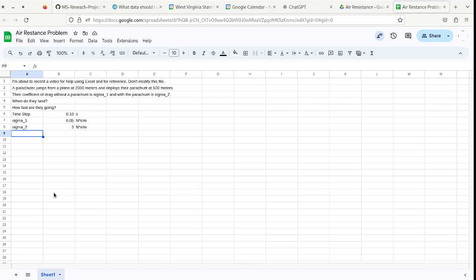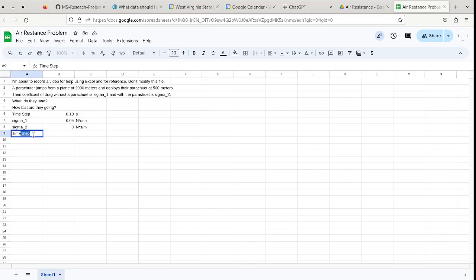The problem that I have proposed to myself: I have a parachuter who's going to jump out of an airplane at 2 kilometers up, and they're going to deploy their parachute at 500 meters. They have a coefficient of drag of sigma 1 with the undeployed parachute, and when they deploy their parachute, it becomes sigma 2. I want to know when they land and how fast they are going when they do it. I have left these as variables in my problem statement because I'm not really sure how big I should make them. So I need to come over here and make times down.